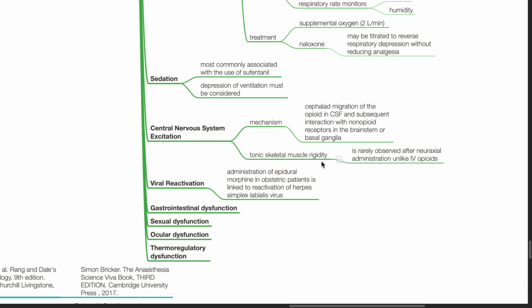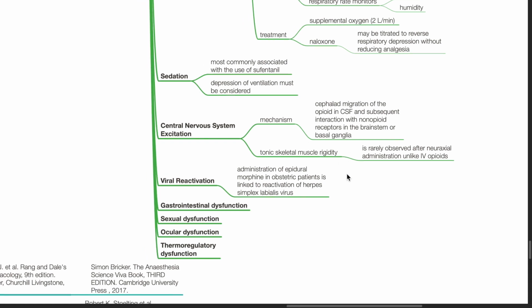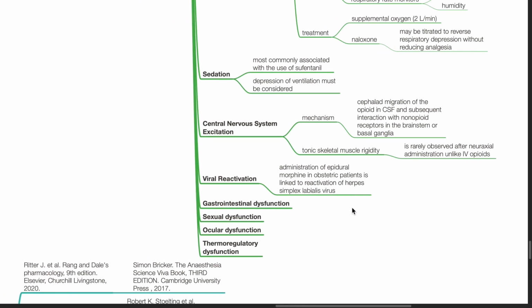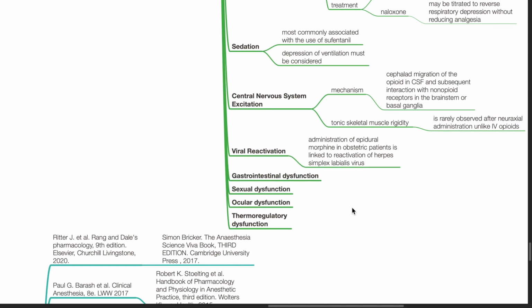Viral reactivation. Administration of epidural morphine in obstetric patients is linked to reactivation of herpes simplex labialis virus. Other side effects of neuraxial opioids include gastrointestinal dysfunction, sexual dysfunction, ocular dysfunction, and thermoregulatory dysfunction.